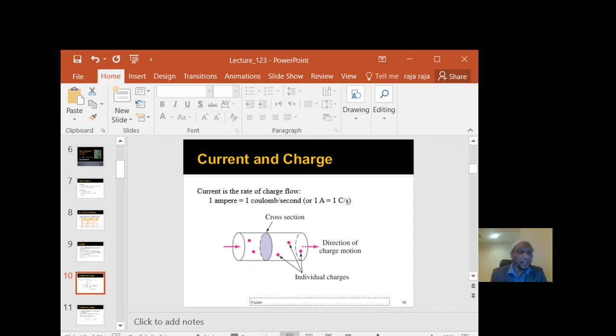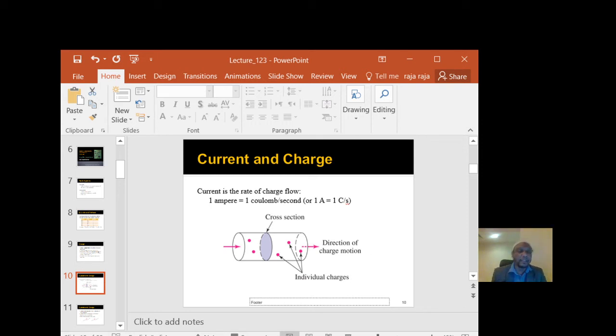So these colored dots are individual charges, and this is the cross section of the cable, and the charges flow from the left side to the right side. The direction of the charge motion is given. Current is defined as the rate of charge flow, and the unit of current is the ampere. You can write ampere, or you can just write capital A.